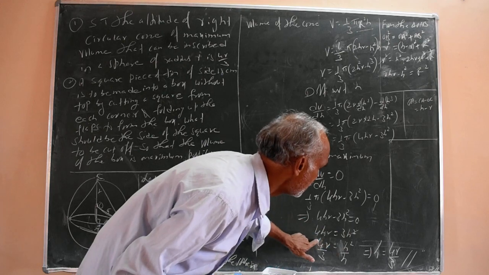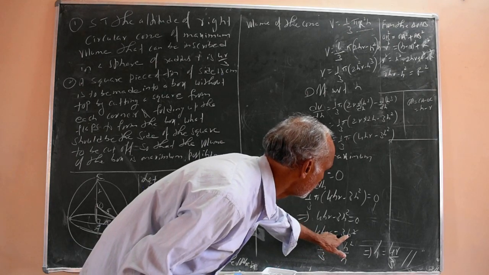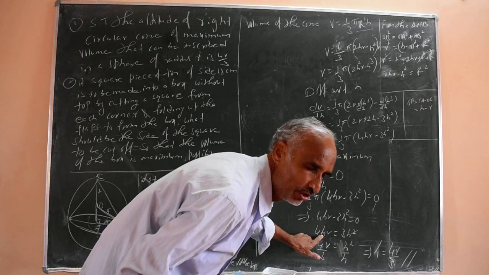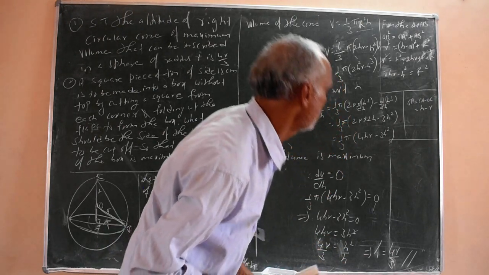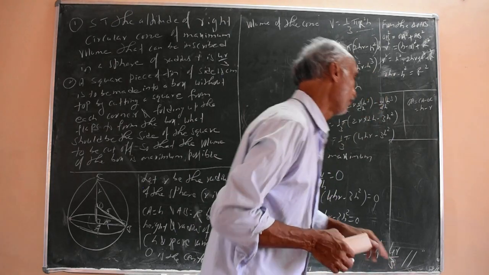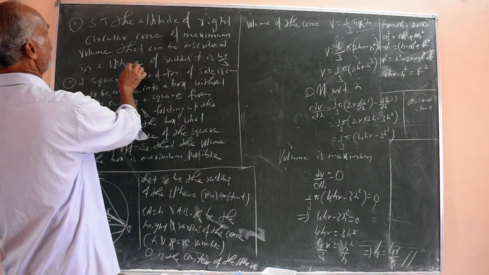4r upon 3, this 3 is cross multiplied, is equal to h square upon h. Cross multiplication is taken, and r and h are separated. H square upon h cancels, therefore h is equal to 4r upon 3. What we have to prove here? The same we have to prove.